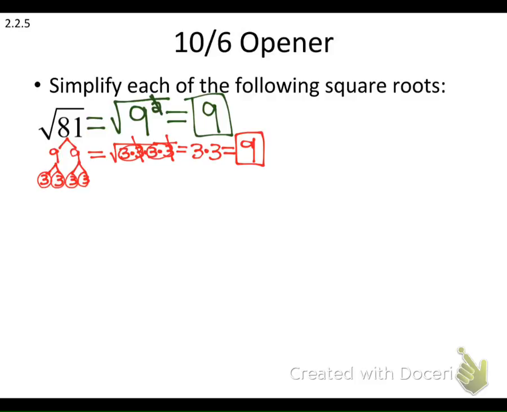So if you get a perfect square, either way to show your work is acceptable. It's not the square root of 9 though. See what I have that you don't have? Because square and square root cancel, which equals just 9.